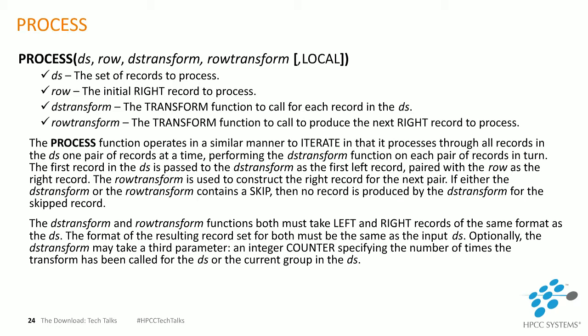In iterate, the right record was always the current record being processed, and the left record was always the last record being processed. Well, in the process transform, you have to reverse your thinking. The active record is left, and the right record is the one that is sent through the row transform. So you see here in these parameters for process, we have the data, the record set, which is called DS, the row, which is your initial row. Then you have two transforms. One is the actual data set transform, and the other one is processing the row. So we're going to take a look at a couple examples of that.